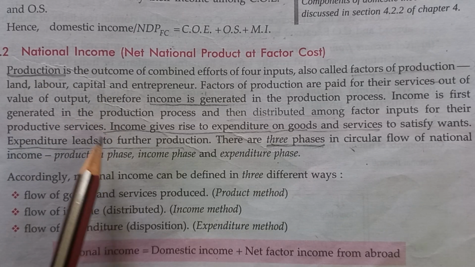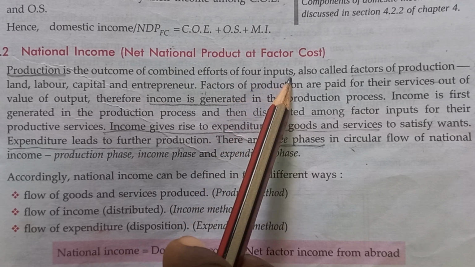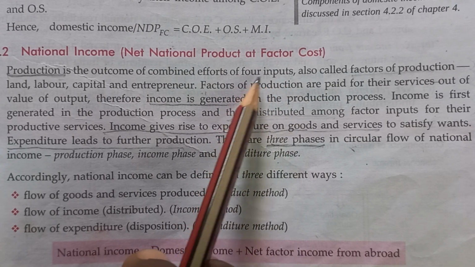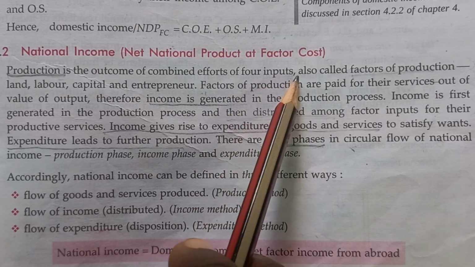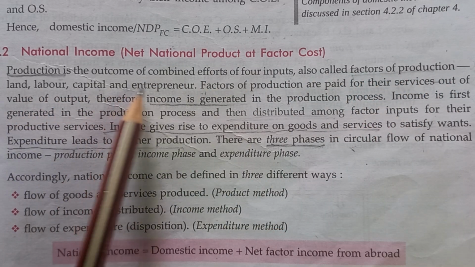In this paragraph, production is the outcome of combined efforts of four inputs. What are the four inputs? Land, labor, capital and organization, that is factors of production. Here land, labor, capital and entrepreneur.